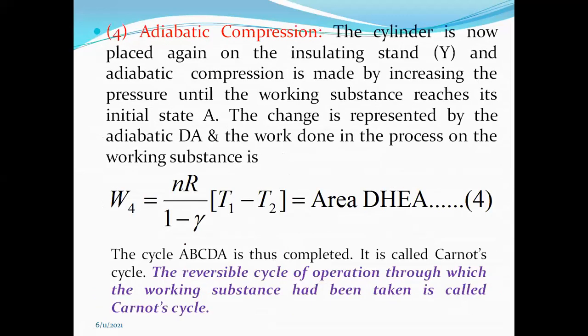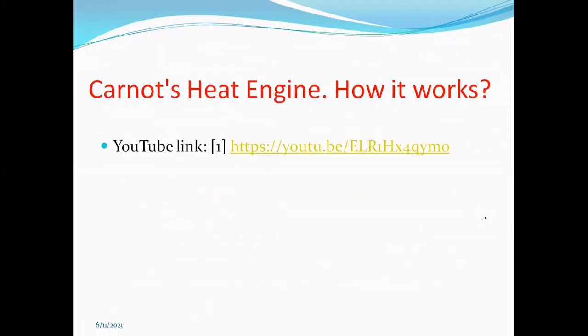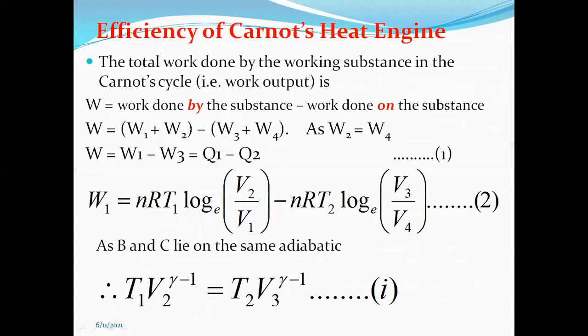Third equation. And the fourth one, W4, in case of adiabatic compression, W4 is equal to nR divided by 1 minus gamma, T1 minus T2. Okay, so you have to remember all these four equations when you are calculating efficiency of Carnot cycle. Okay, and in the last lecture I have told you that efficiency is denoted by eta. So this efficiency is equal to output, okay, divided by input.